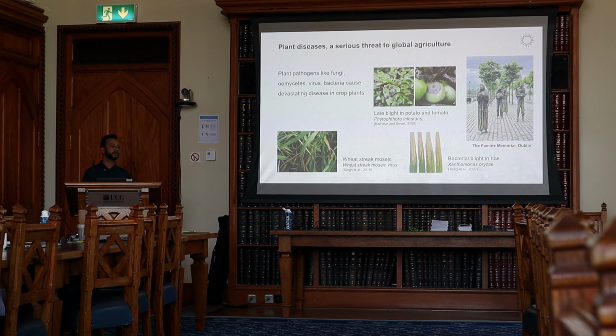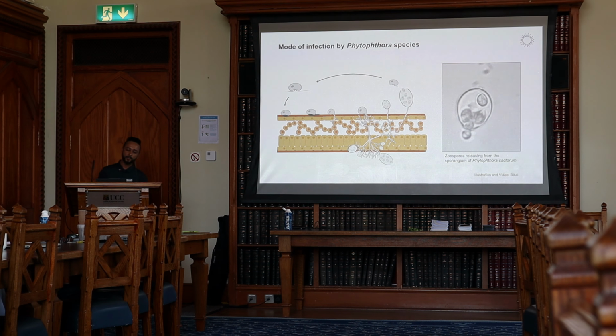And as today's theme is based around potato and late blight disease caused by Phytophthora infestans, I will try to give you an overview of how Phytophthora species cause disease in the field. So as you can see, Phytophthora species have zoospores. They are motile, they move around.